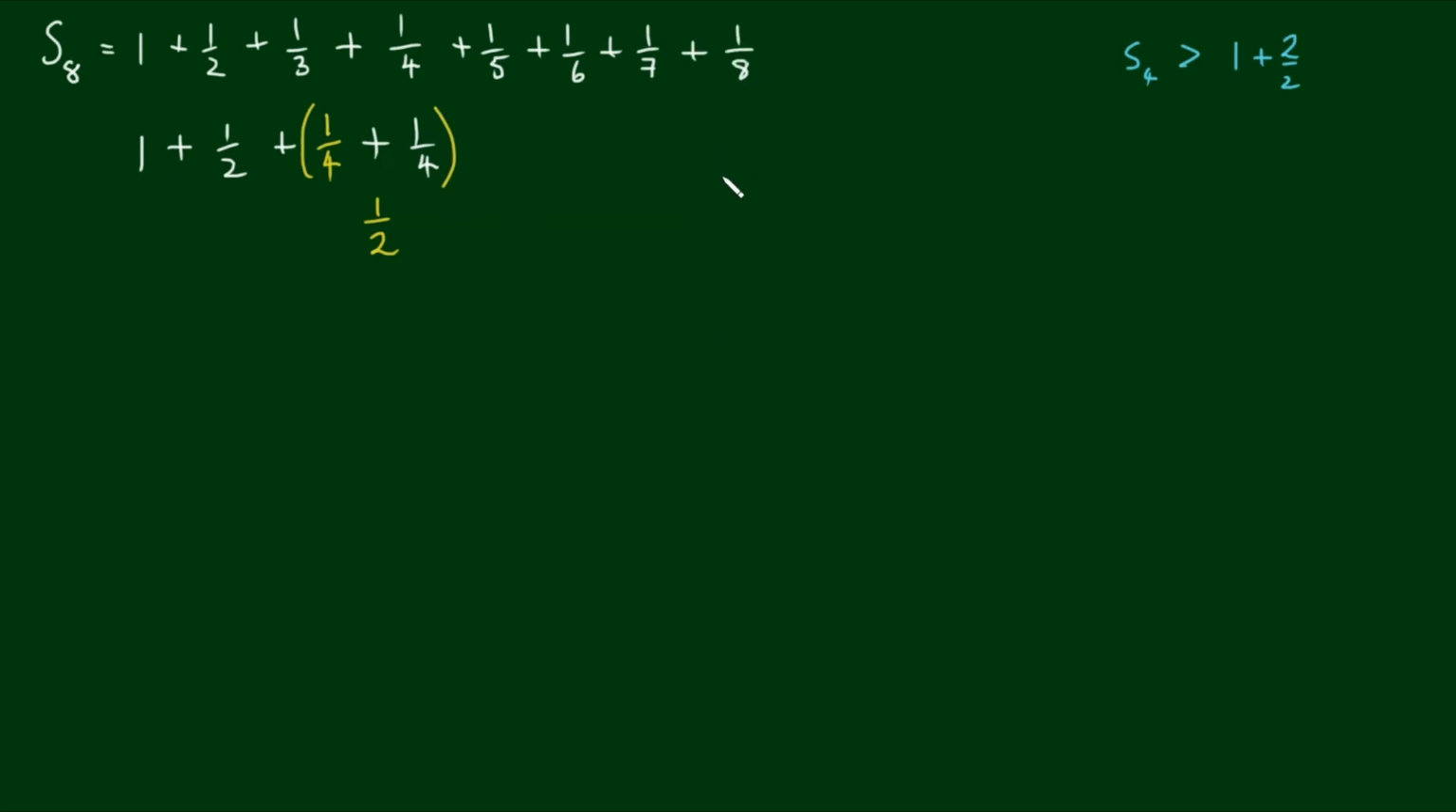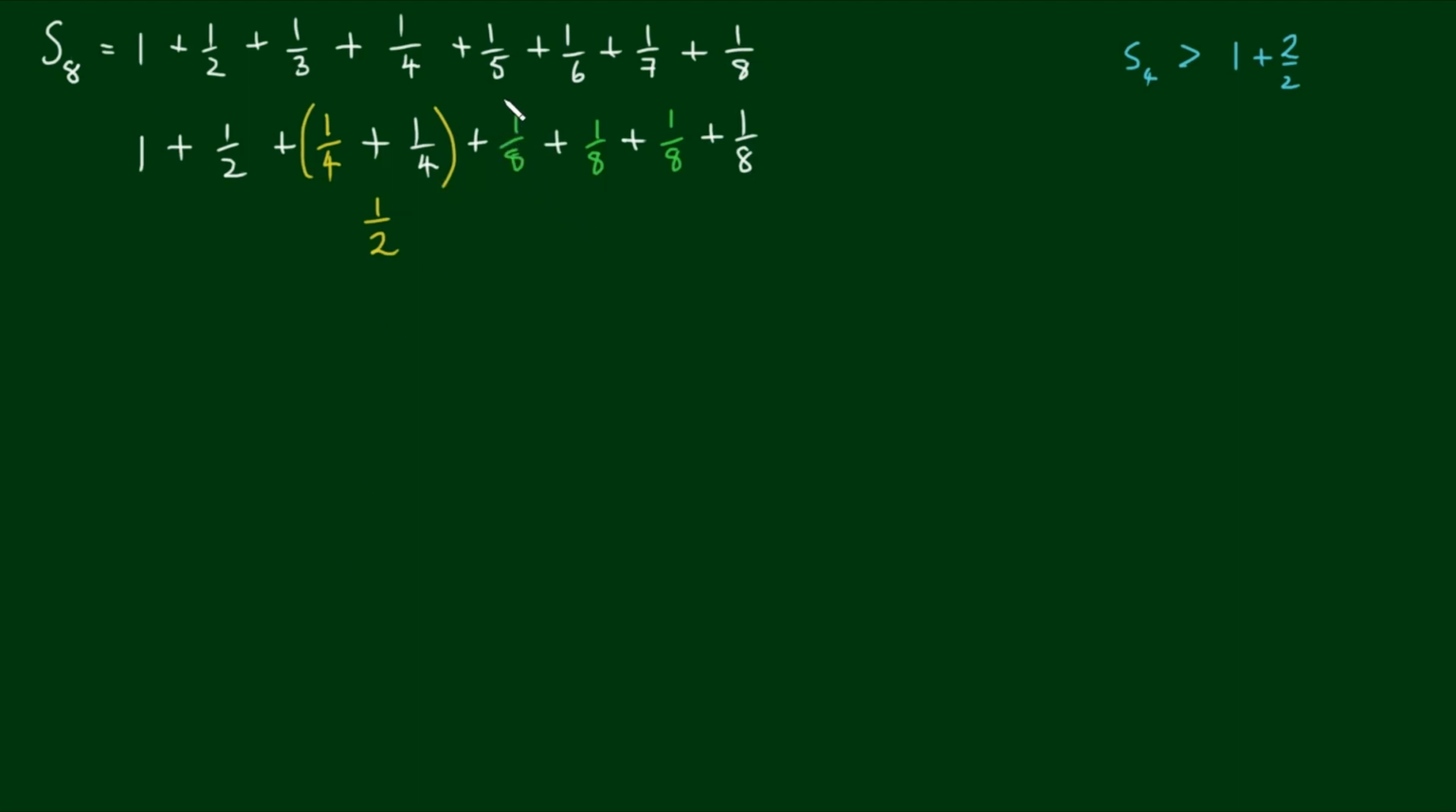On our second row, let's copy these numbers down as well. So 1/5 plus 1/5 plus 1/6 plus 1/7 plus an eighth. What I'm going to do now is to change this 1/7 to 1/8. Let's change this 1/6 to 1/8 as well, and this 1/5 to 1/8 as well.